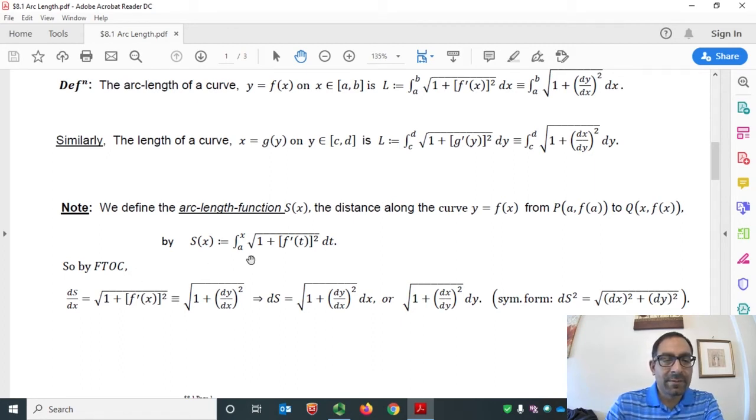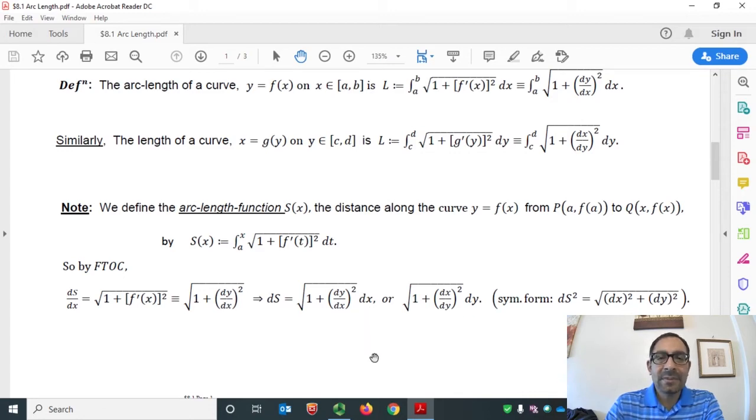Then we use the fundamental theorem of calculus and take the derivative of both sides. The derivative of s becomes ds over dx, and on the right side the derivative and the integral cancel out, and we just replace t by x. That becomes the square root of 1 plus f prime of x squared, which is the same as the square root of 1 plus (dy over dx) squared. Multiplying by dx, this becomes ds equals the square root of 1 plus (dy over dx) squared, times dx.